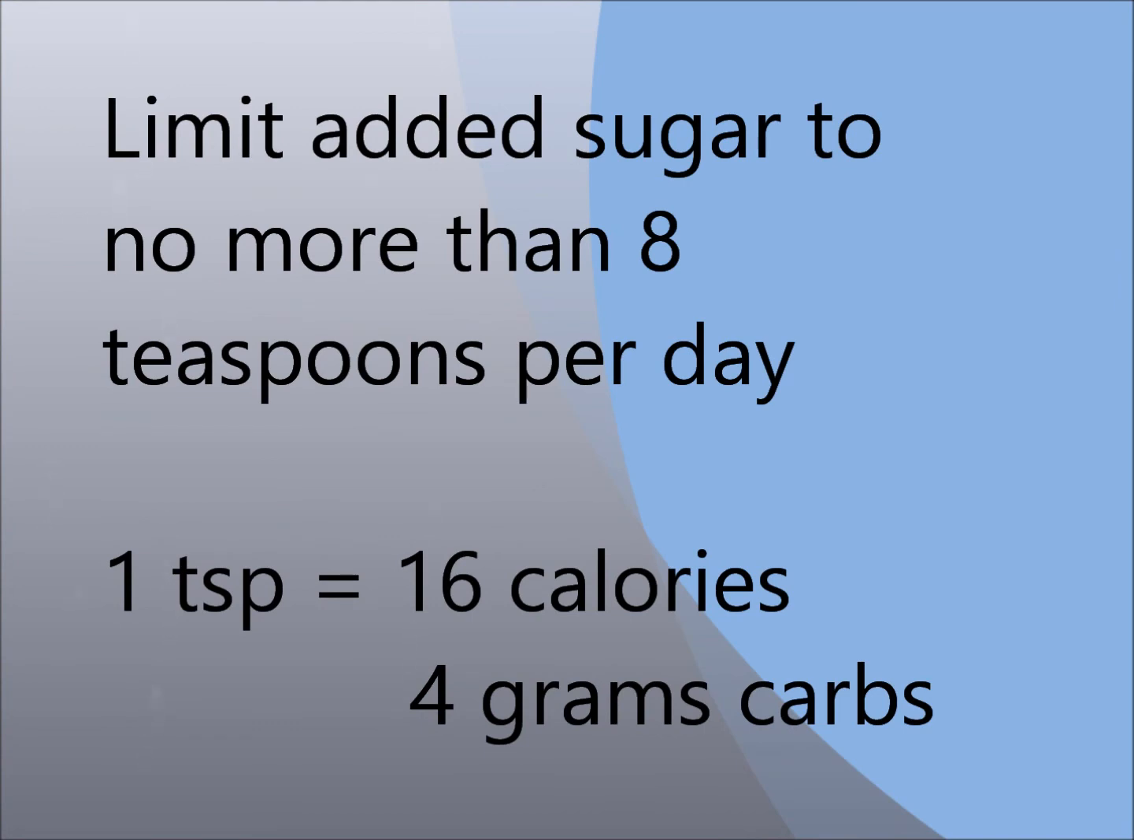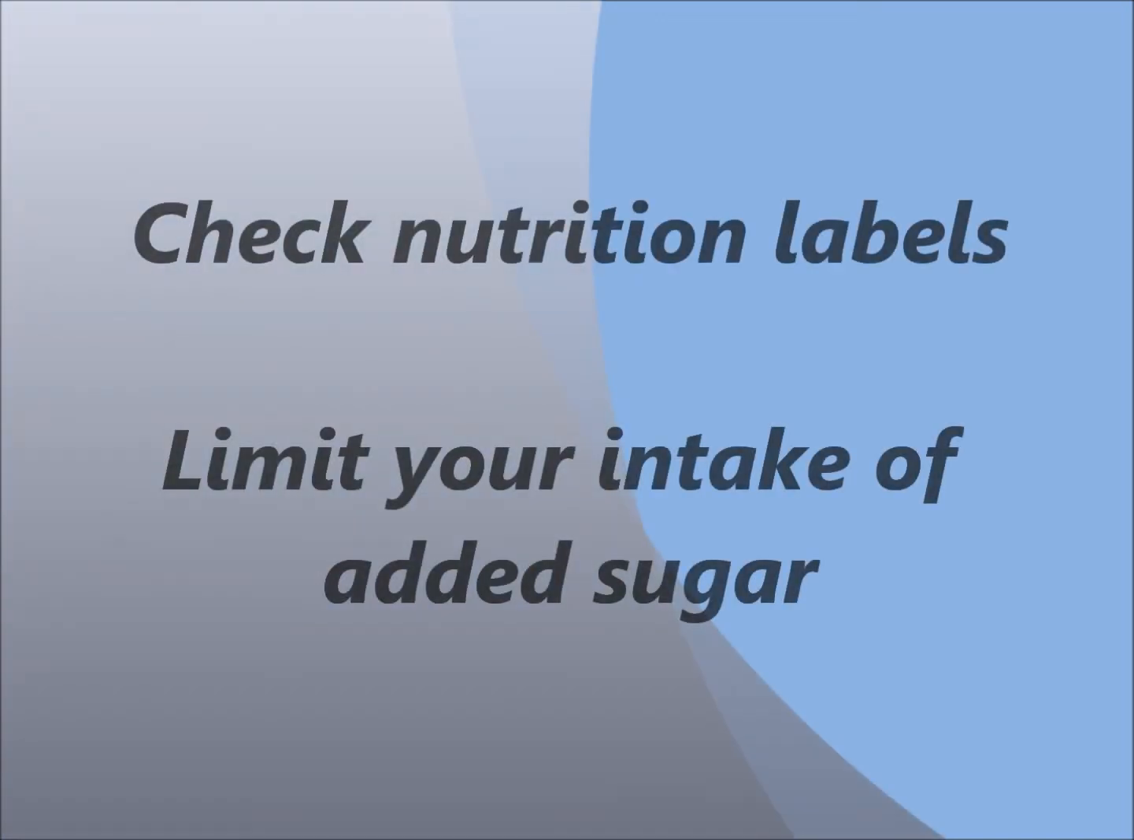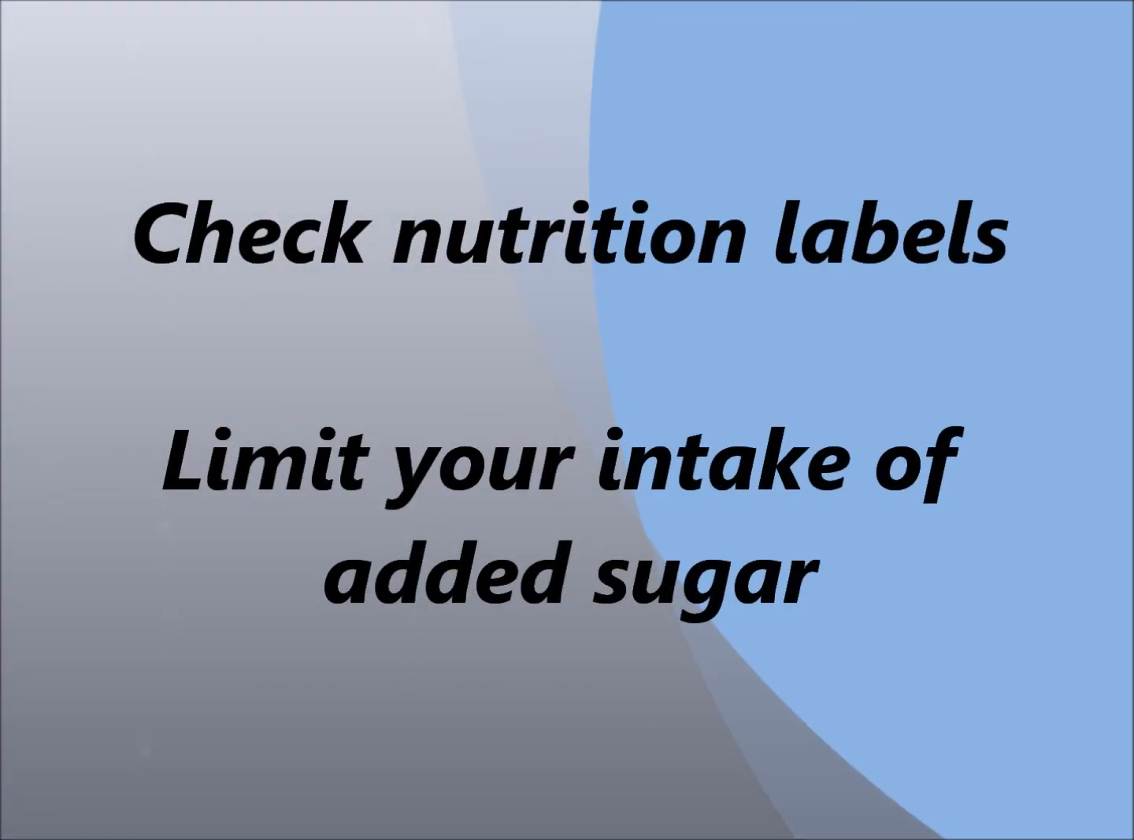The USDA's Dietary Guidelines for Americans recommends limiting added sugar to no more than 8 teaspoons a day for a 2,000-calorie diet. One teaspoon of sugar provides about 16 calories and 4 grams of carbohydrates. Even with healthy foods like whole grain cereals and yogurt, little amounts of added sugar certainly add up. So be sure to check nutrition labels and try to limit foods with added sugar.